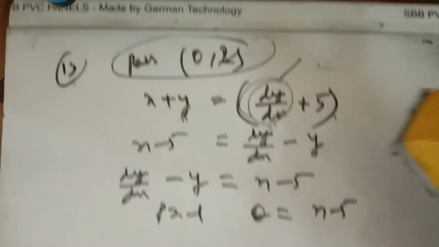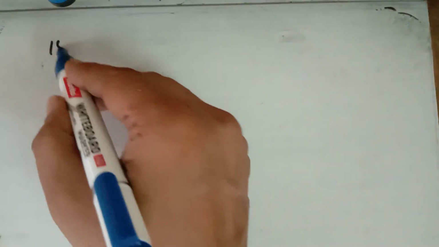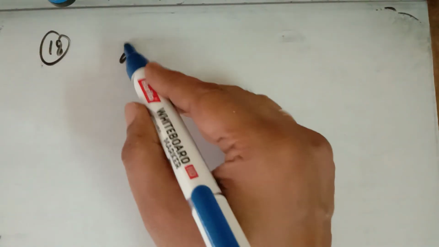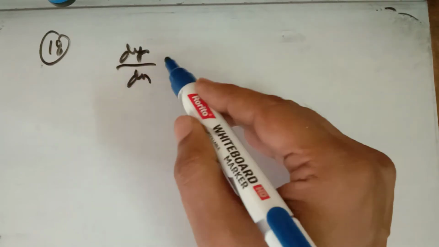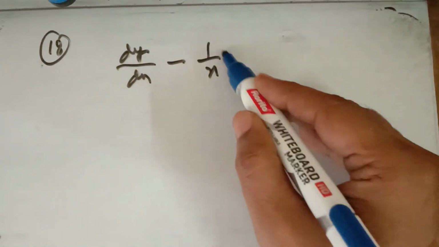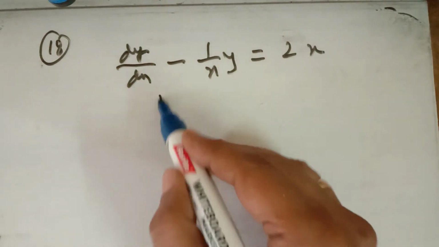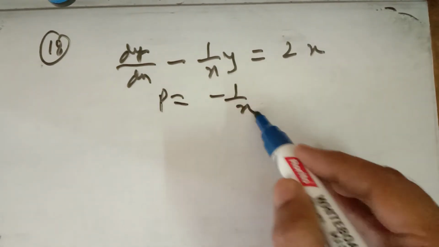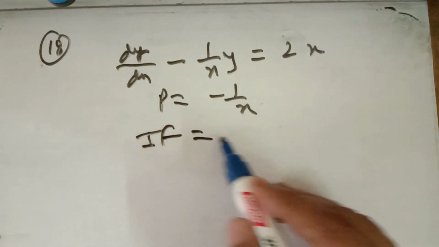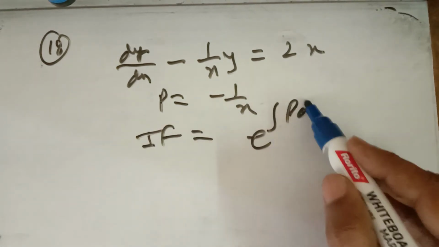Now in question number 18 and 19, you have to find the integrating factor only. In question number 18, first of all, divide the whole equation by x. So I have divided the whole equation by x, and you have to find the integrating factor. So P here is -1 upon x. So the integrating factor is e to the power integral of P with respect to x.